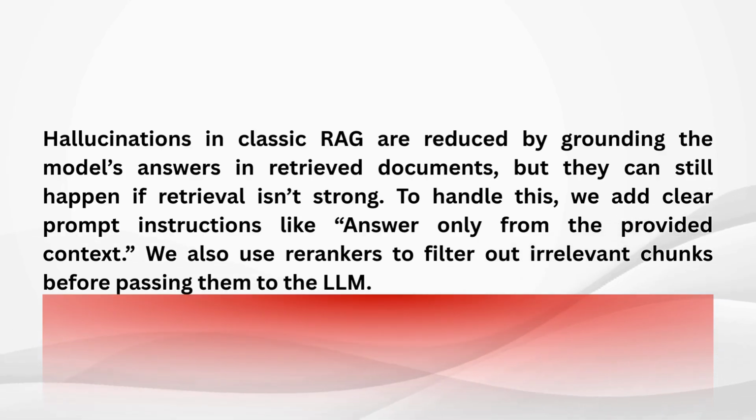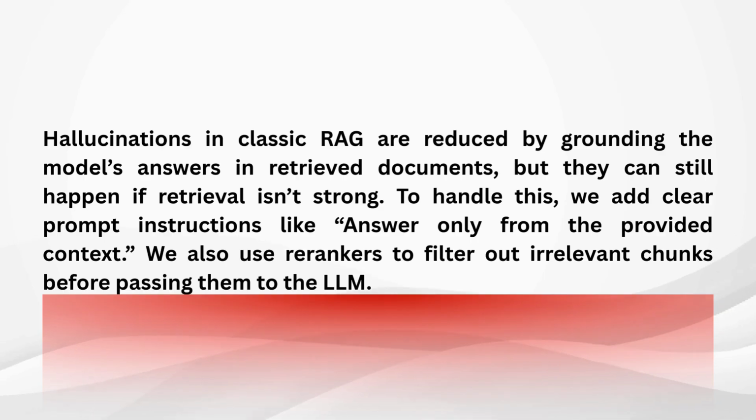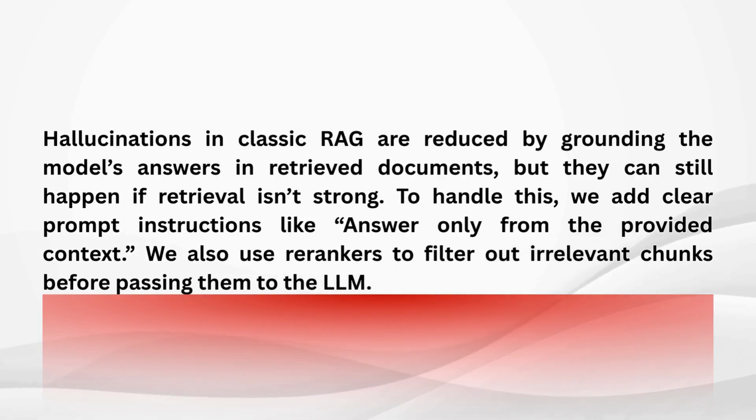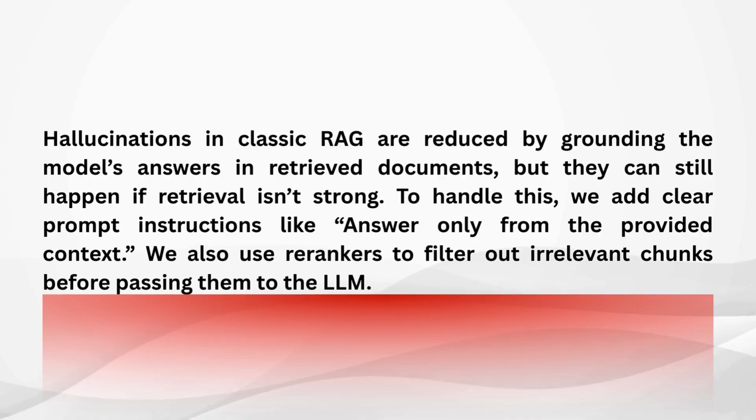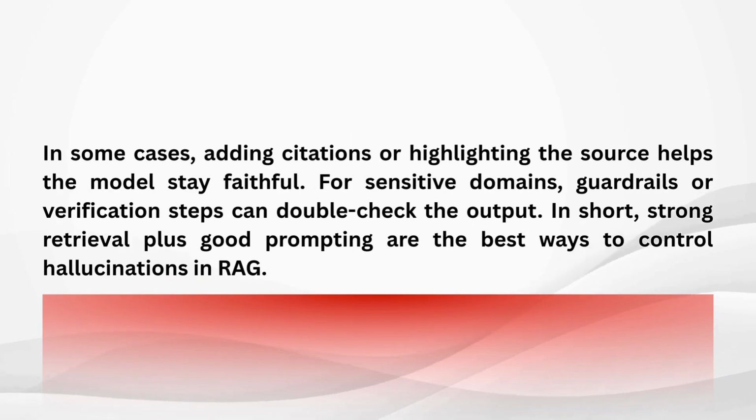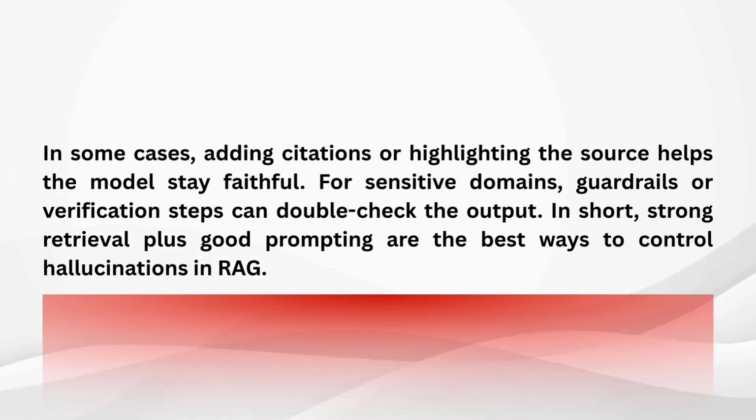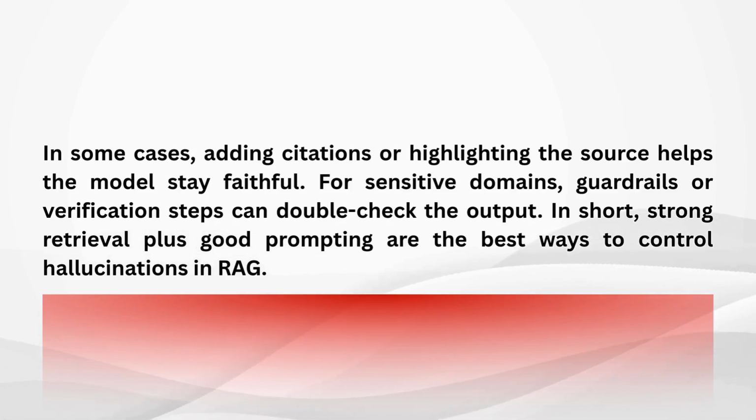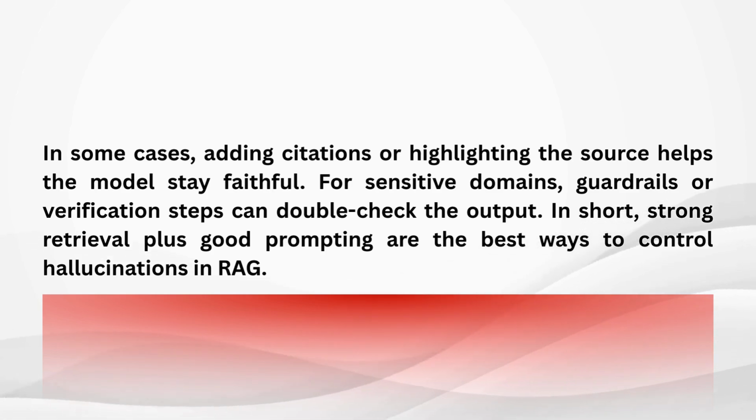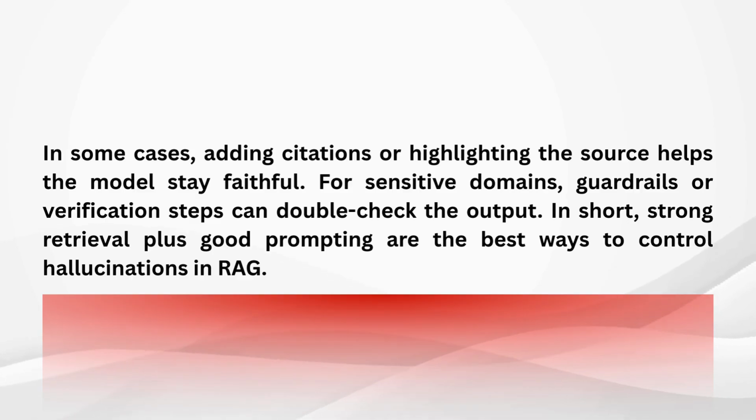Hallucinations in classic RAG are reduced by grounding the model's answers in retrieved documents, but they can still happen if retrieval isn't strong. To handle this, we add clear prompt instructions like "answer only from the provided context." We also use re-rankers to filter out irrelevant chunks before passing them to the LLM. In some cases, adding citations or highlighting the source helps the model stay faithful. For sensitive domains, guardrails or verification steps can double-check the output. In short, strong retrieval plus good prompting are the best ways to control hallucinations in RAG.